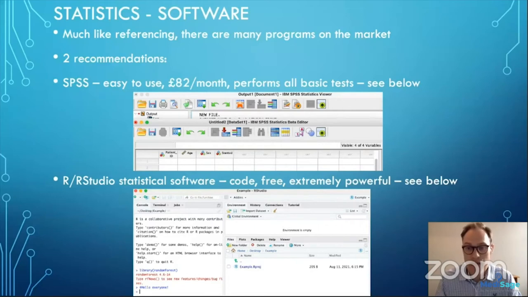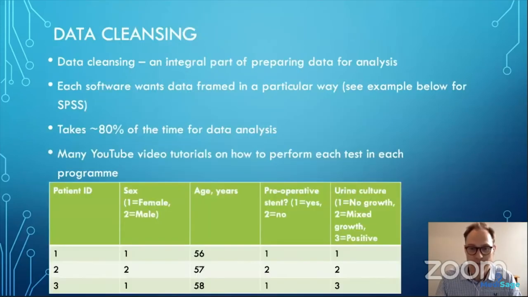R and its expansion R Studio are good for more complex statistics and data exploration. And even more importantly, they're free. They can perform all the latest machine learning tests such as neural networks and random forest regression. However, the downside is that all the inputs need to be in code. There are some excellent YouTube tutorials on how to perform specific tests, and there's a very active community that can help you with basic coding in R. Unfortunately, it's beyond the scope of this talk to talk you through how to use R.